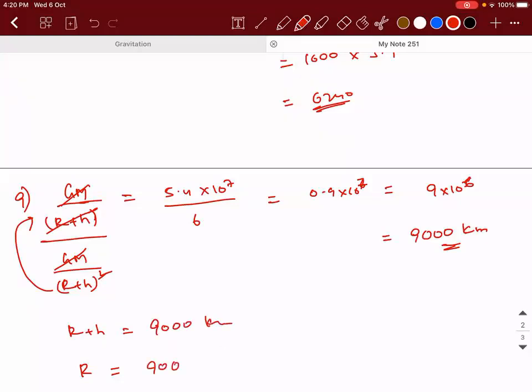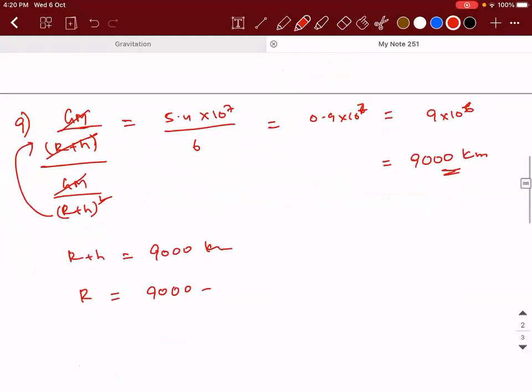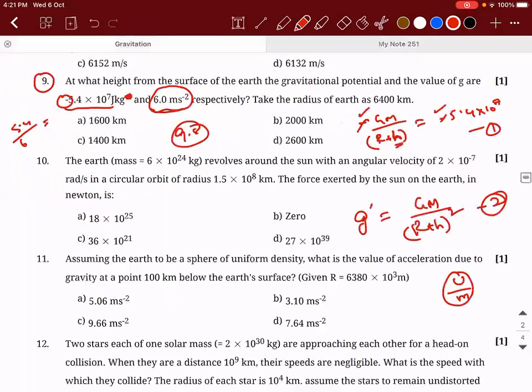Then this will be 9,000 minus H. H is what we need to find. R is 6,400. How much is this? 2,600. Is there an option? Yes, sir. So there is a mistake here. It is not joule per kilogram square. It is joule per kilogram.